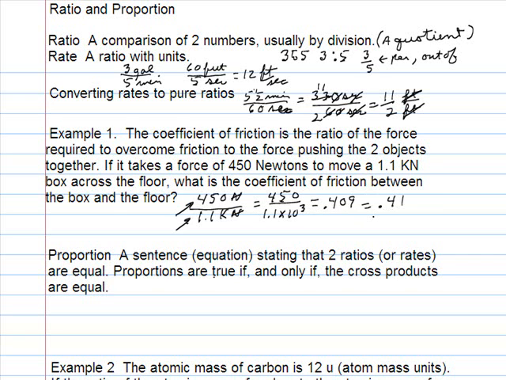Now, what we're going to be using is less pure ratios than something called proportions. A proportion is a sentence stating that two ratios or rates are equal to each other. So if I had a sentence like this, 5/11 equals 1/2, technically that would be a proportion. However, it's not true, is it? 5/10 is equal to 1/2. So we would call this a false proportion.